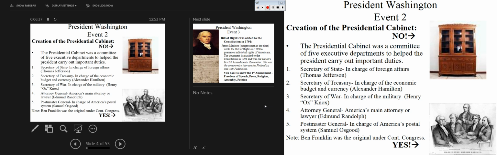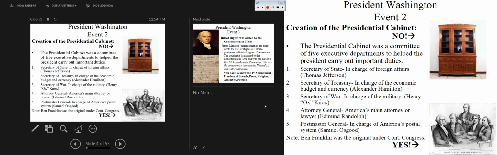Here we have Henry the Ox Knox, the first Secretary of War. Over here we have Edmund Randolph, the main Attorney General. He was not only lead counsel, but he had also been the co-author of the Virginia Plan with James Madison.